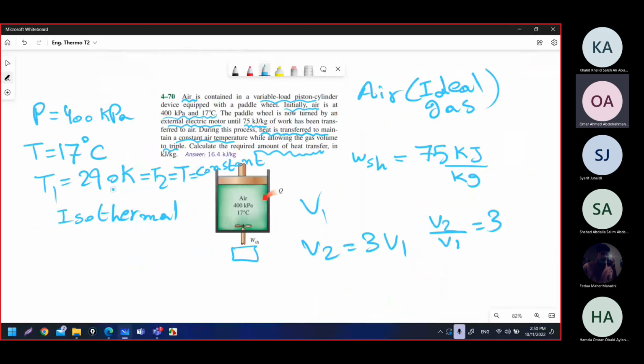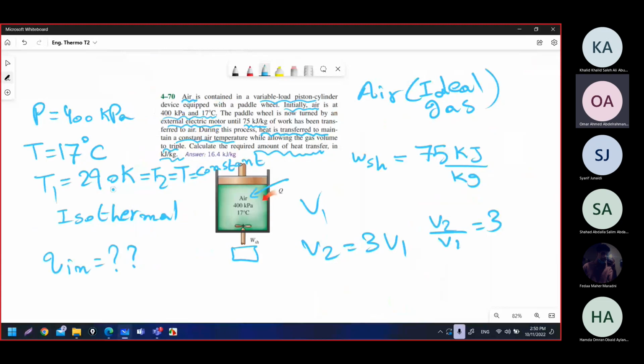So we have heat transfer added. Heat is transferred to maintain a constant air temperature. So we added heat transfer to maintain a constant temperature, because if you add the heat, you will maintain the temperature. So he asked for the Qn, and he asked for kilojoule per kilogram. So he asked for the small Qn.